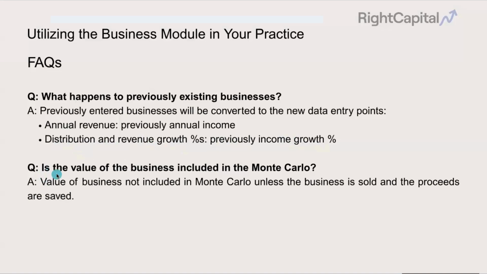The next question here would be, is the value of the business included in the Monte Carlo? This is going to be treated very similar to the real estate in Right Capital. So the value of the business is not going to be included in the Monte Carlo calculation. For those of you who are unfamiliar, the Monte Carlo is going to be that probability of success score in the retirement analysis tab. So again, the value of the business is not included in the Monte Carlo unless the business is sold and the proceeds are saved into the investment accounts.